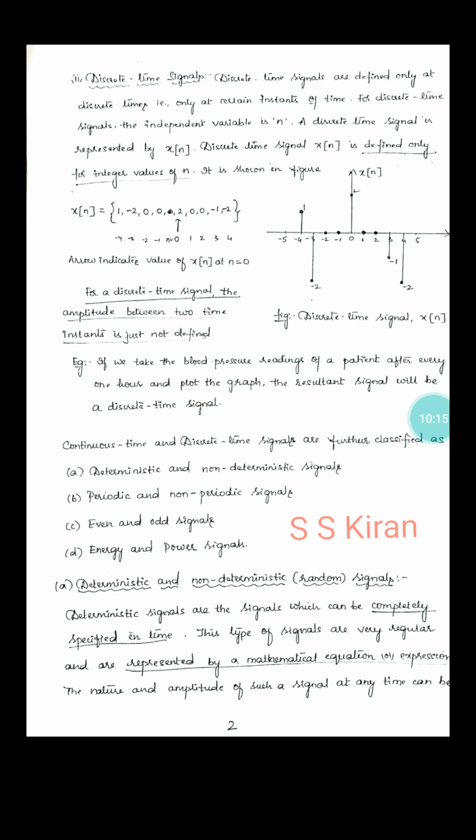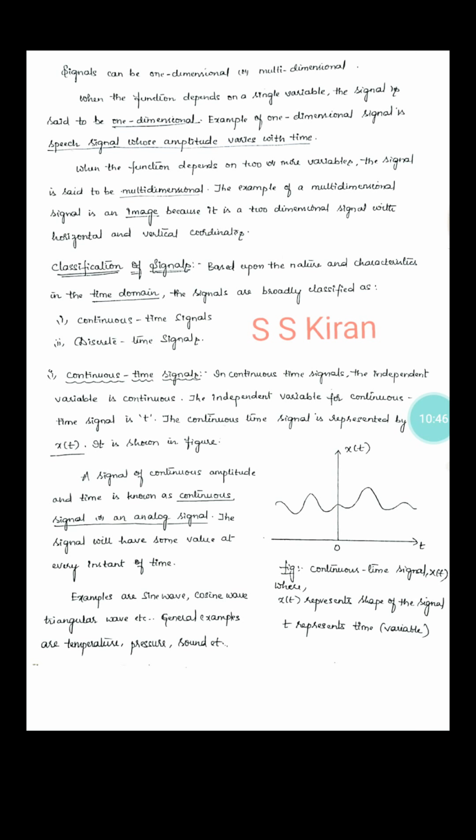Coming to the definition, for a discrete time signal, the amplitude between two time instants is not defined. Generally, if blood pressure is recorded after every 1 hour and we plot a graph, the resultant signal will be a discrete time signal. A continuous time signal is known as an analog signal. A discrete time signal we can also call a digital signal.